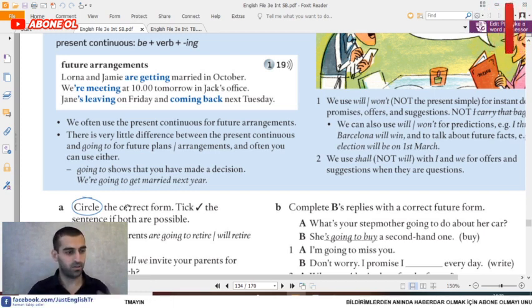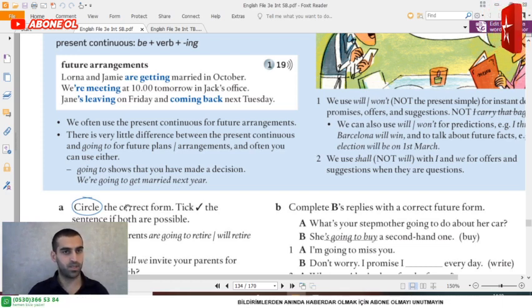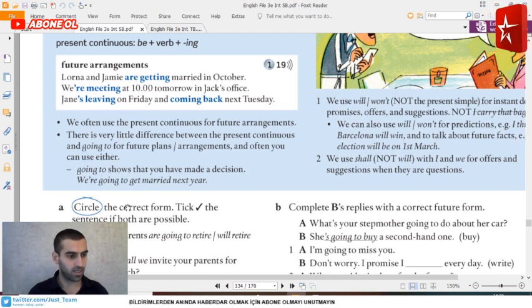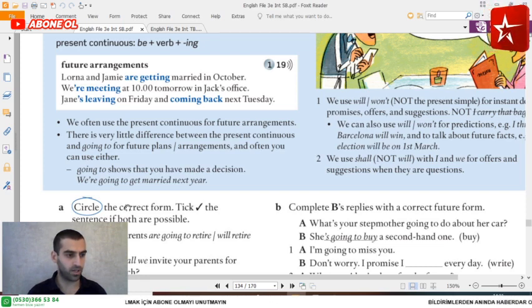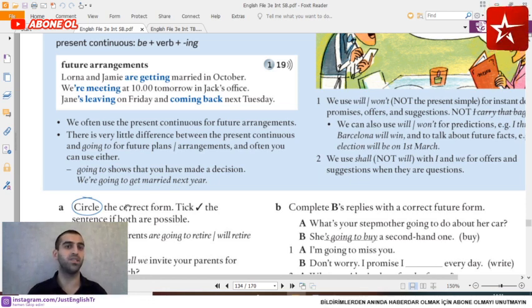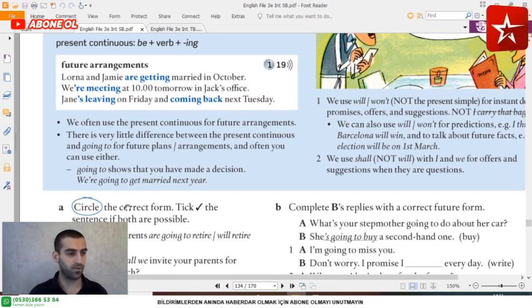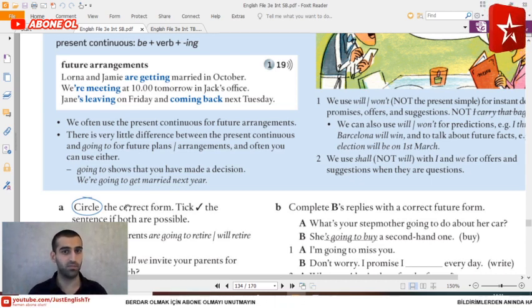One of our students left a comment here. Our Minister of Health said yesterday we are going to reach the big spring after the coronavirus. We are going to, yes. If it has already been decided by the Minister of Health, we can use be going to because it has been already decided by the minister. Yes, that's a good thing.